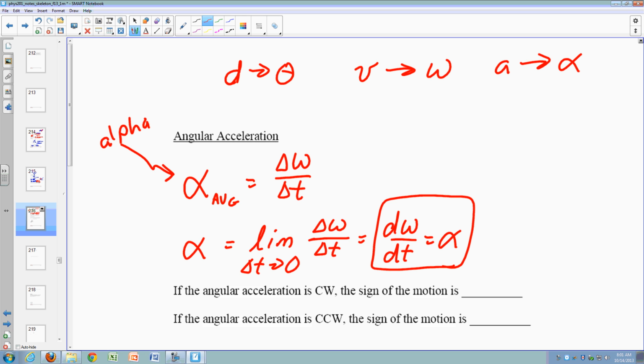Remember the units on all these. What are the units of angular acceleration? Radians per what? Seconds, second squared, yeah. So remember acceleration, linear acceleration is meters per second squared. So the units of this are going to be radians per second squared.